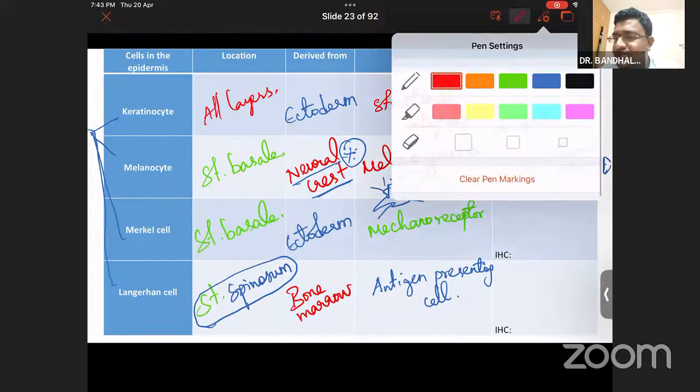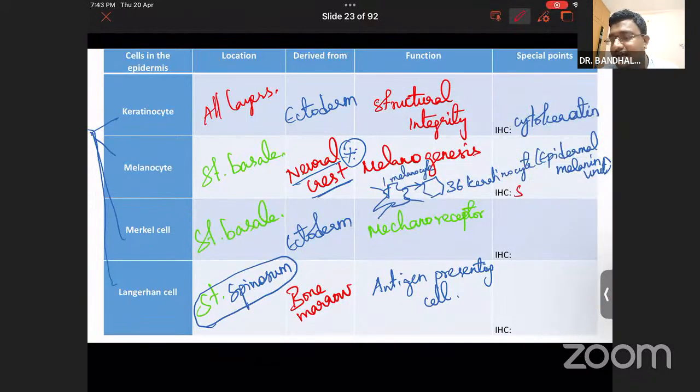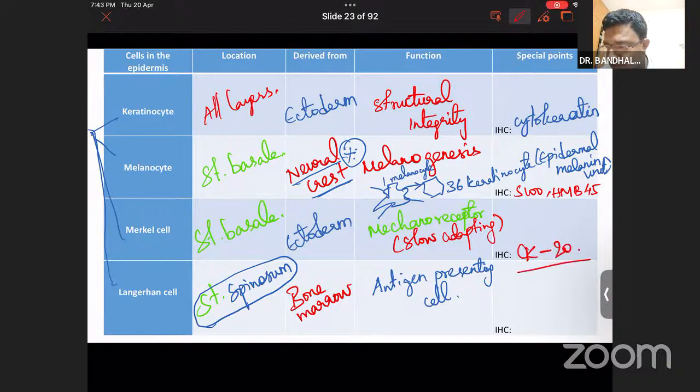The IHC markers for melanocytes are S100, HMB45. For Merkel cell, which is a mechanoreceptor, slow adapting, involved in crude touch, the IHC marker is cytokeratin 20. That you should remember.